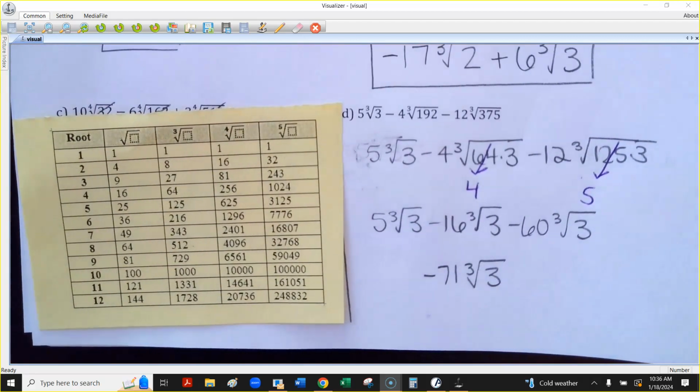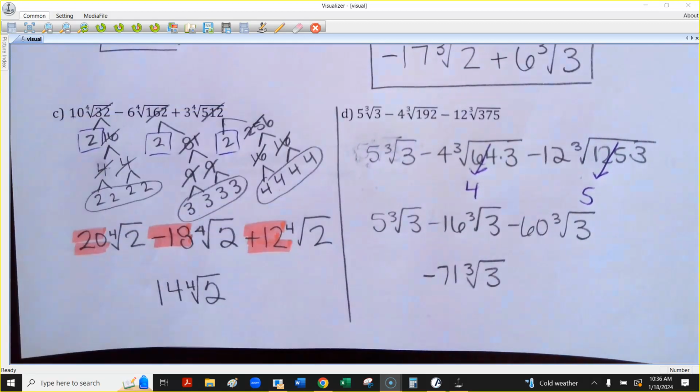So if you want to try that instead of a factor tree, that might be a little bit faster, but just an option for you. The factor tree obviously works as well. Is anybody having a question?